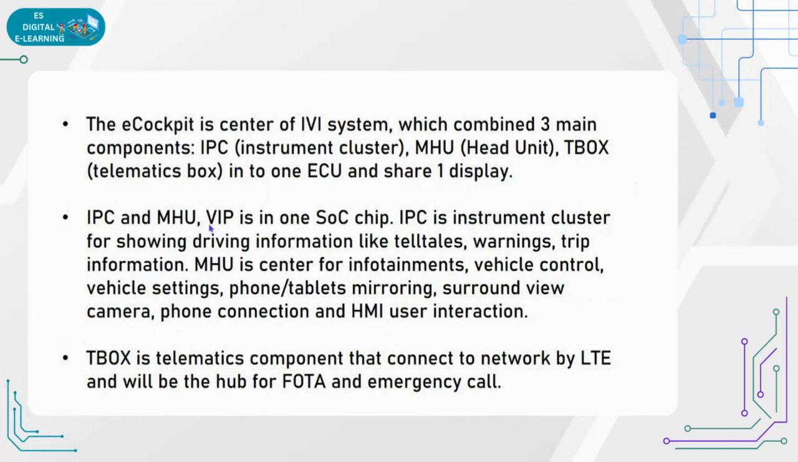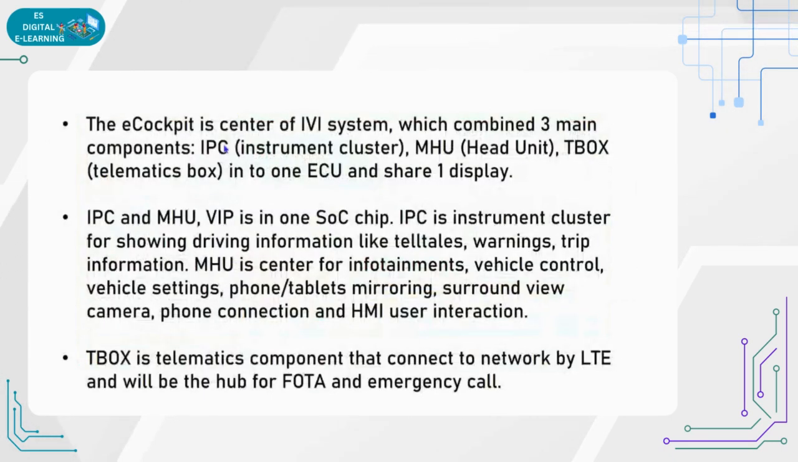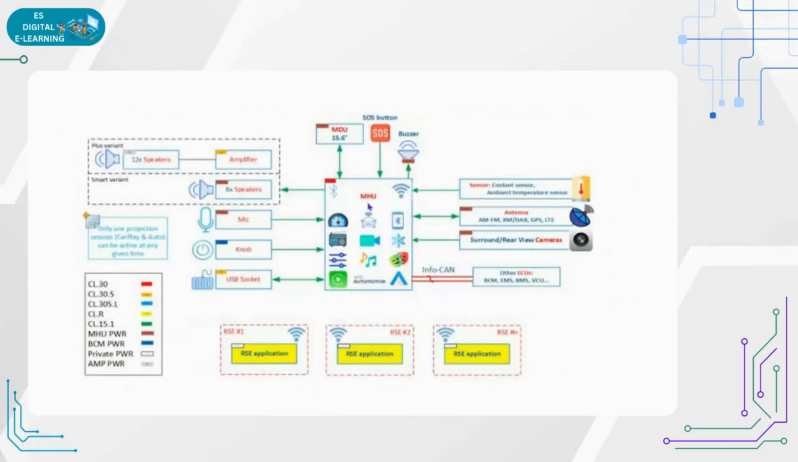So the IPC and MHU and VIP are on a single chip. It will give all the telltale warnings, and trip information will be given on the display. So it's like this. The IPC section is this, and we have the MHU function like this, and the climate section is this. Each has a separate controller, but all are integrated into one single hardware. That is the MHU. Is it clear? The MHU will be placed here, and some part of the MDU is the display.